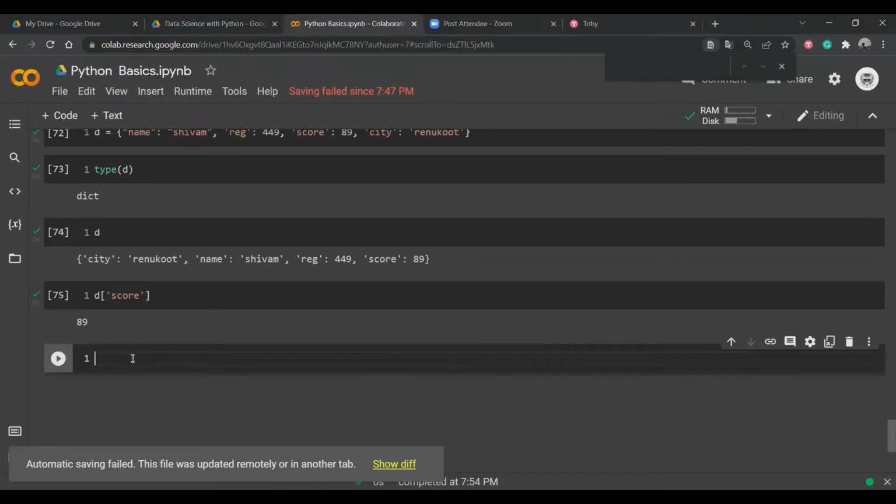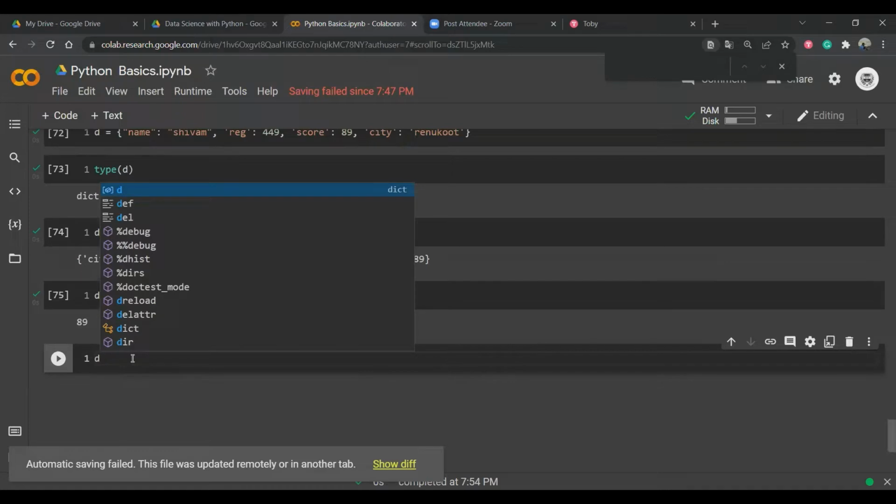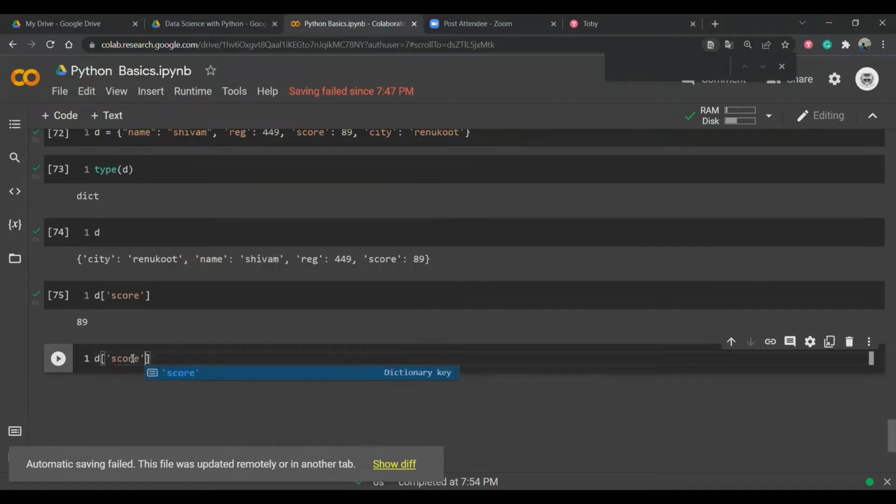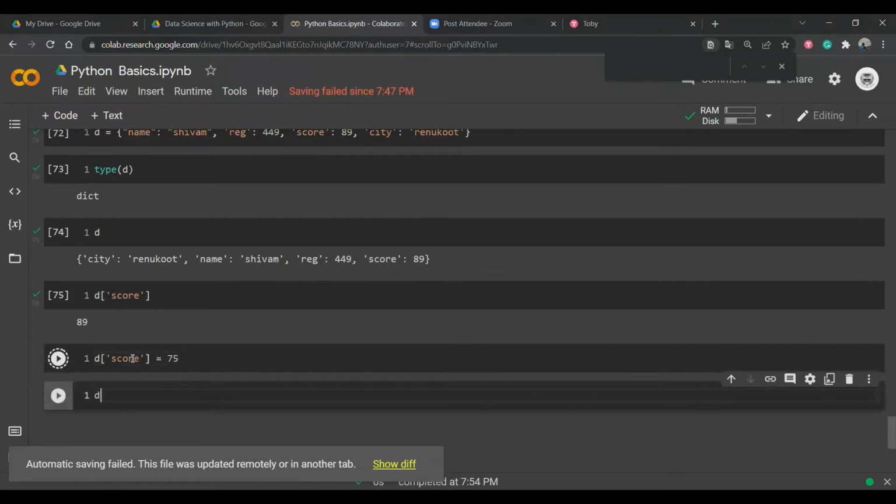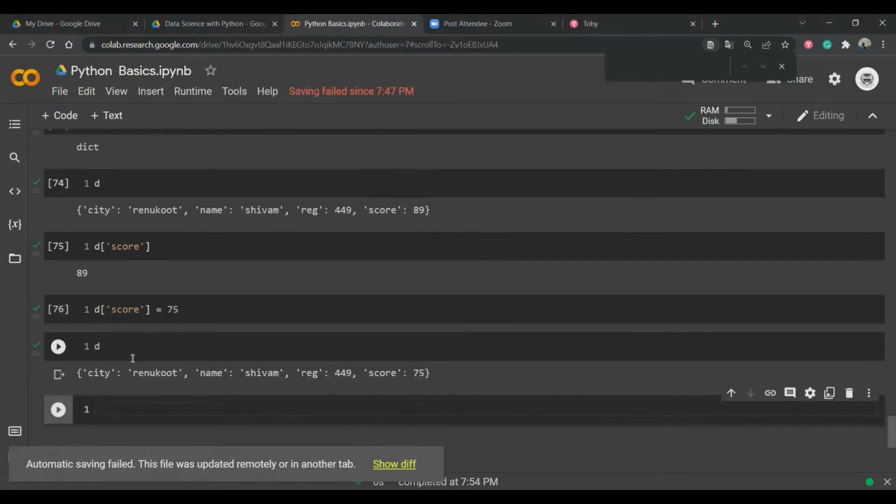My dictionary is also a mutable data type. So if I want to make any change or update my dictionary, we can update the dictionary at any point of time. Suppose I want to update this score, maybe make it 75. Yes, possible. We can make this change.